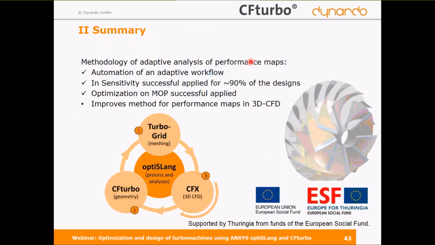So now let's summarize it. With the help of optiSLang, an automated workflow that is adaptive could be realized. Adaptive means dependent on the choke mass flow, we can calculate different operating points. Moreover, the sensitivity analysis has been successfully applied for approximately 90% of the design. And we did an optimization on the response surface with validation of solver calls as well. And this generally improved the method for performance map analysis in 3D CFD.